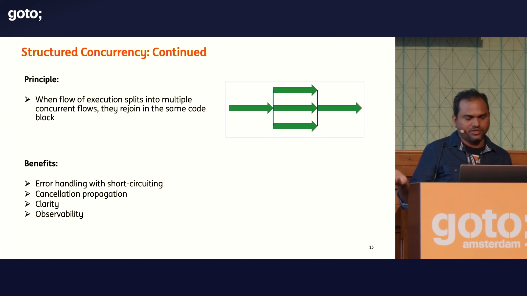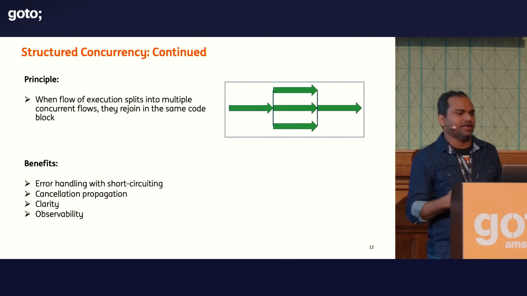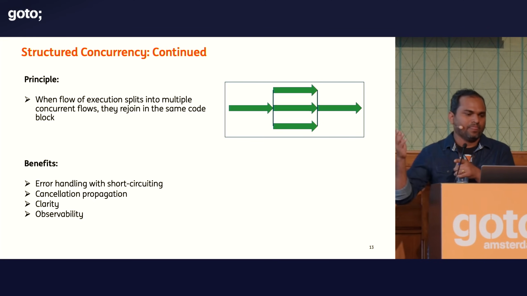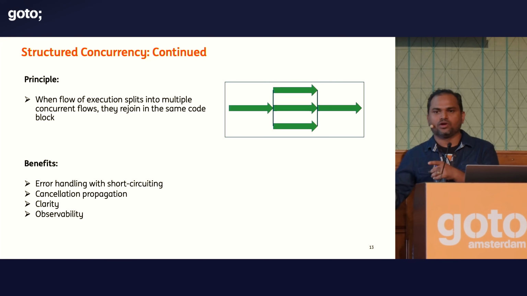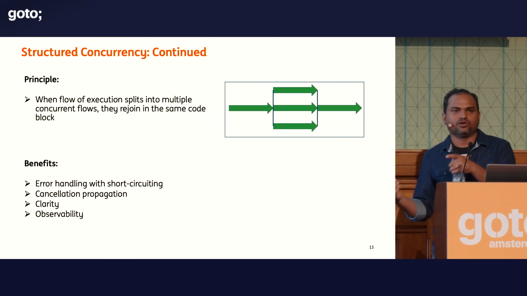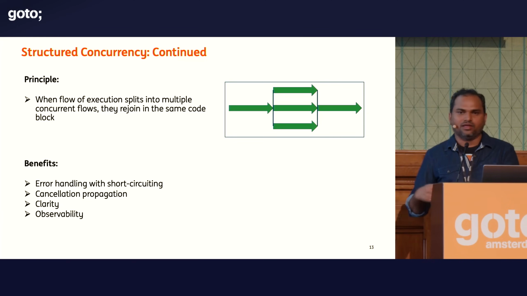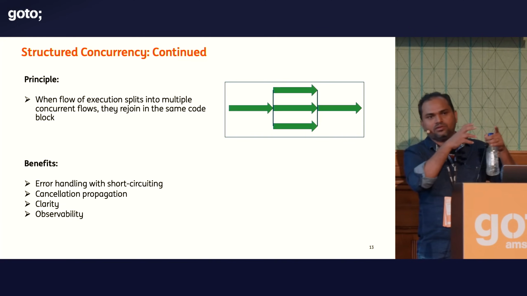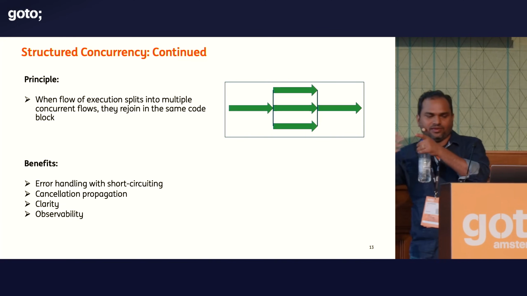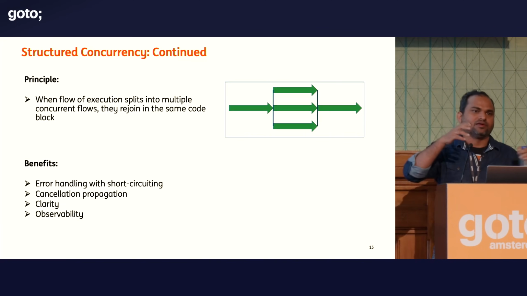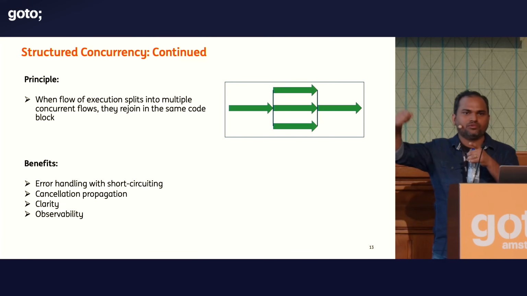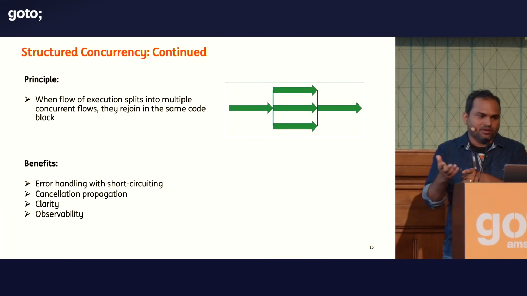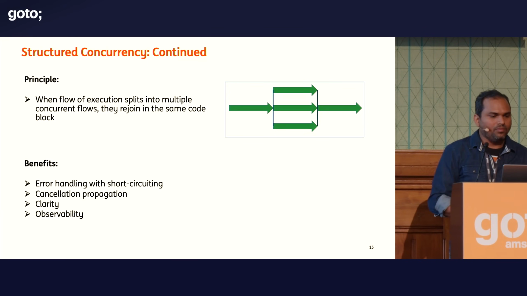The benefits of structured concurrency are that you get error handling with short circuiting. So if, let's say, your first task gets some error, you don't want to continue with the other two subtasks, because you want the results of all of them. So they are immediately canceled. Then there is cancellation propagation: if you have a parent task which is creating subtasks, and the parent task gets canceled, it gets propagated to the child tasks as well, and they are also canceled. That is all being done by the Structured Concurrency API.